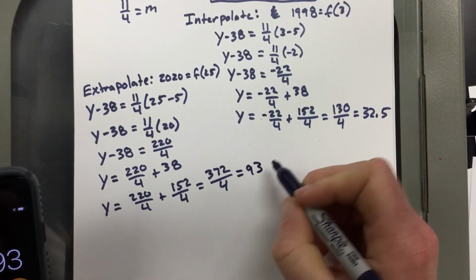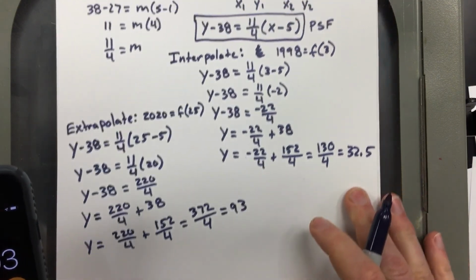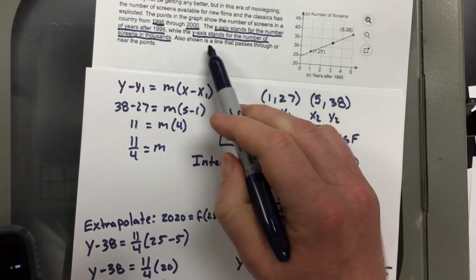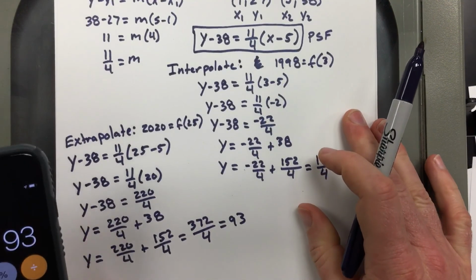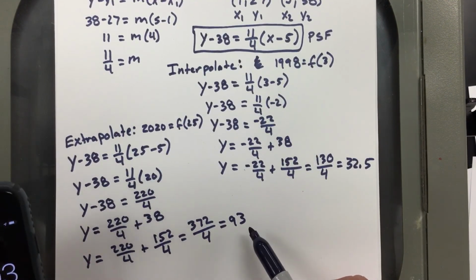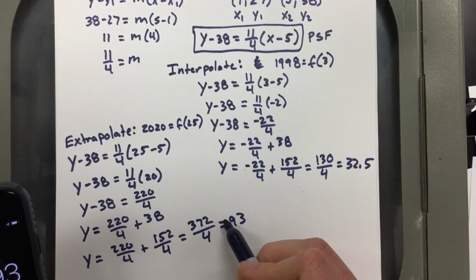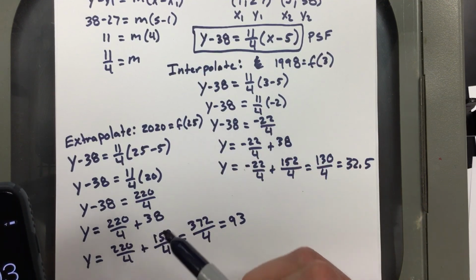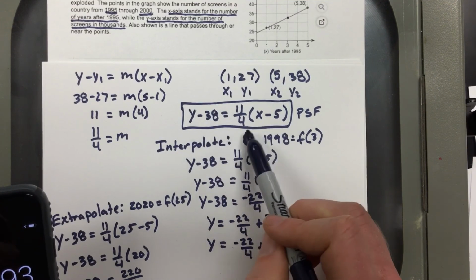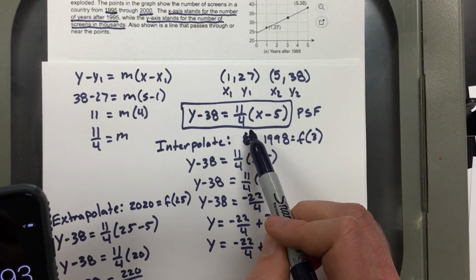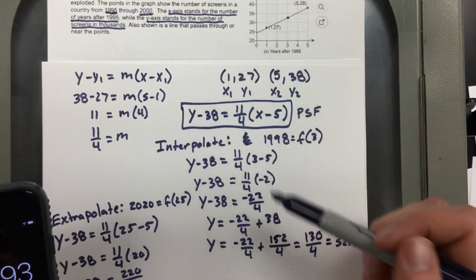Now this is 93,000 screens. Remember, because this number is in thousands, it says right here, the y-axis stands for number of screens in thousands. So this 93 is 93,000 screens in the year 2020. Okay? So that is our answer. That is interpolation and extrapolation using an equation for a line written in point-slope form, the equation of a line that we wrote based on the graph above.